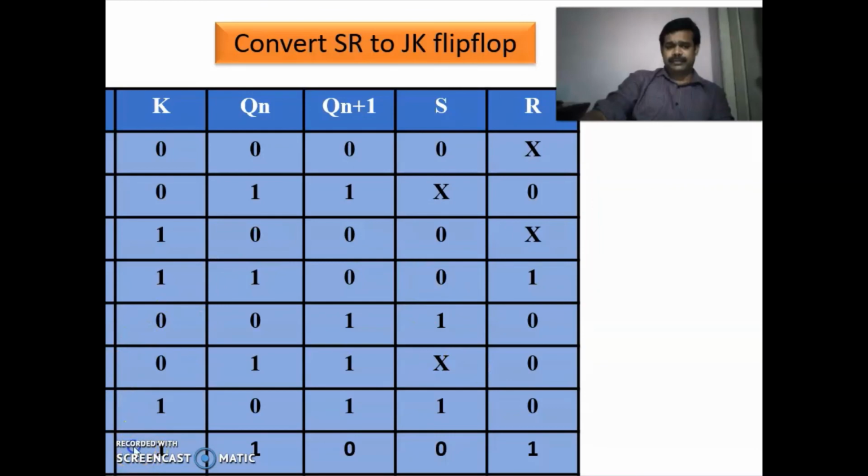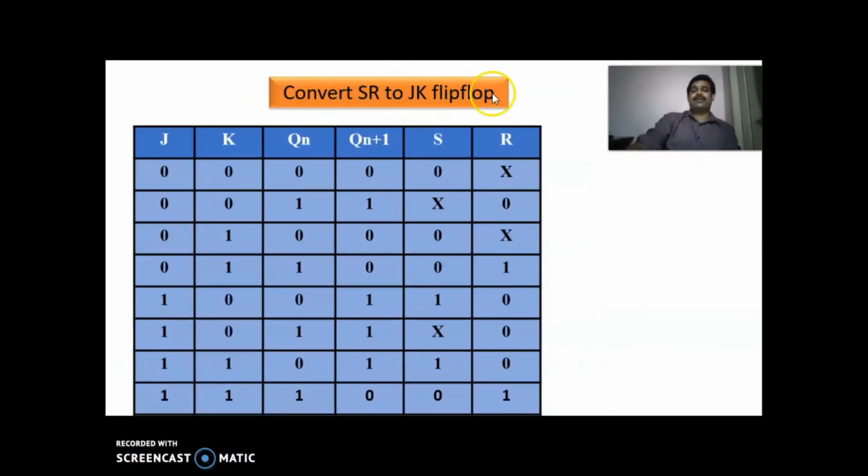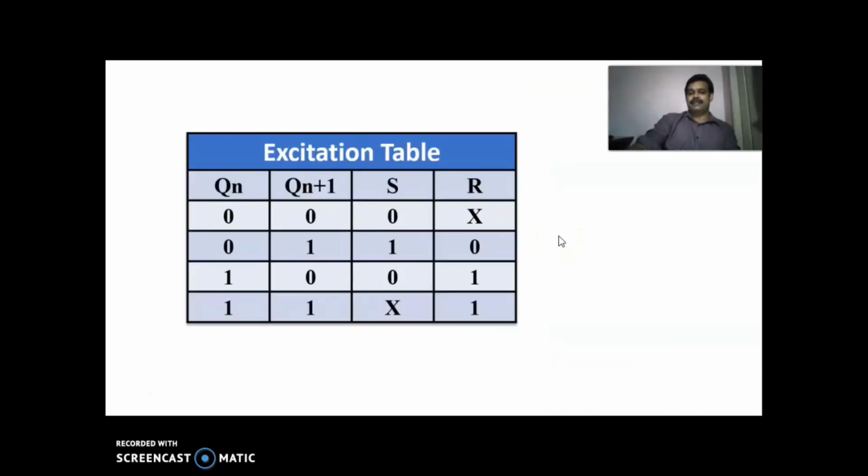So now next is converting SR to JK. So first we have to draw the truth table of JK. Then by using the excitation table of SR, we are filling the column S and R. Okay. Then here the input variables are J, K and Qn. And we have to draw three variable maps, one for S and another one for R. Then we have to take the expression.